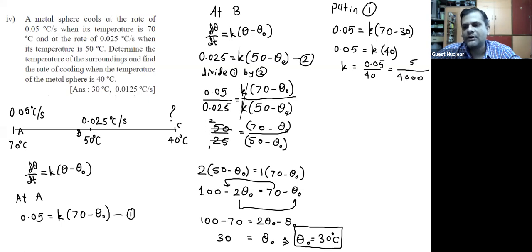अगर हमने ये रिड्यूस किया, so 5 ones are 5, 8s are 40. So here it becomes 1 upon 800 actually to be the value of k here. So k happens to be 1 upon 800. Okay, just record this as it is. And then we have to use the same equation, that is Newton's law of cooling at point C now. Okay.